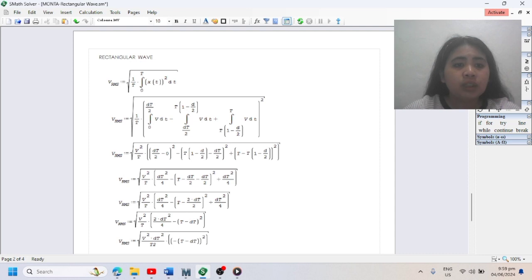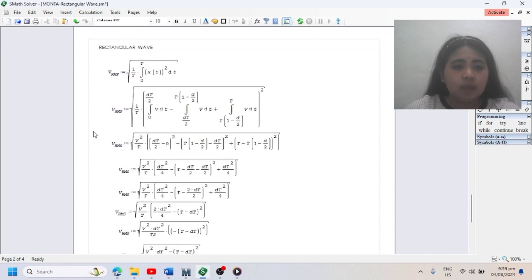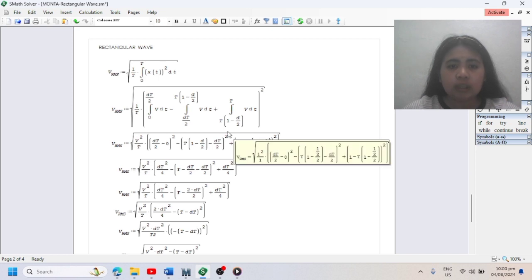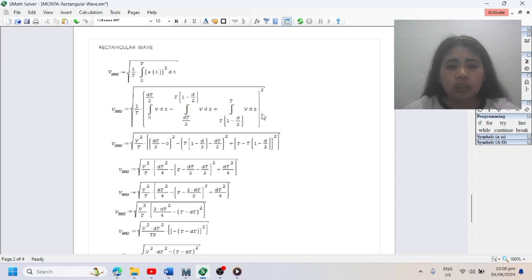So, for the computation of the VRMS, the formula of VRMS is equal to the square root of 1 over T times the integration of 0 to T of x(t) squared dt. So upon substituting the formula of x(t), VRMS is now equal to the square root of 1 over T times the integration of 0 to dT over 2 of V dt, minus the integration of dT over 2 to T times (1 minus d over 2) of V dt, plus the integration of T times (1 minus d over 2) to T of V dt, all squared.